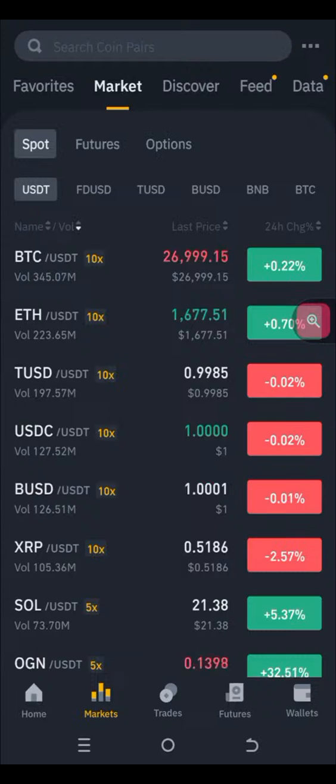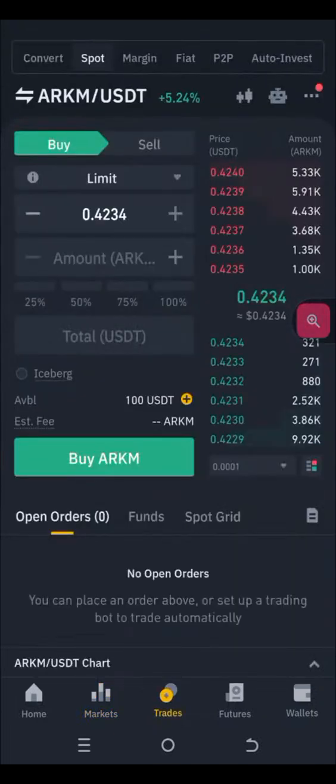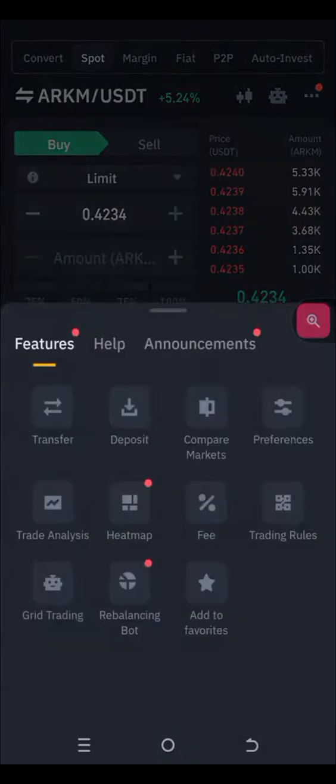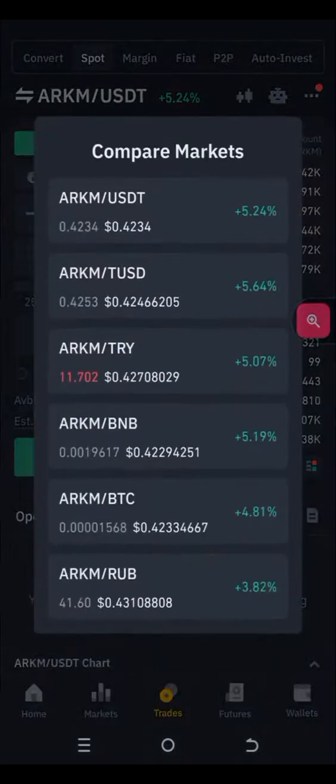So if I go to my spot trading section here and I click on the three dots, it will bring out a couple of things, and under it you will see compare market. Now depending on the version that you have, it might be a little different. This is the updated version, right? So if you don't update your app, you might not see it exactly like this, but definitely you will see compare market somewhere along the line. Compare market shows you the different markets where each particular coin is listed.